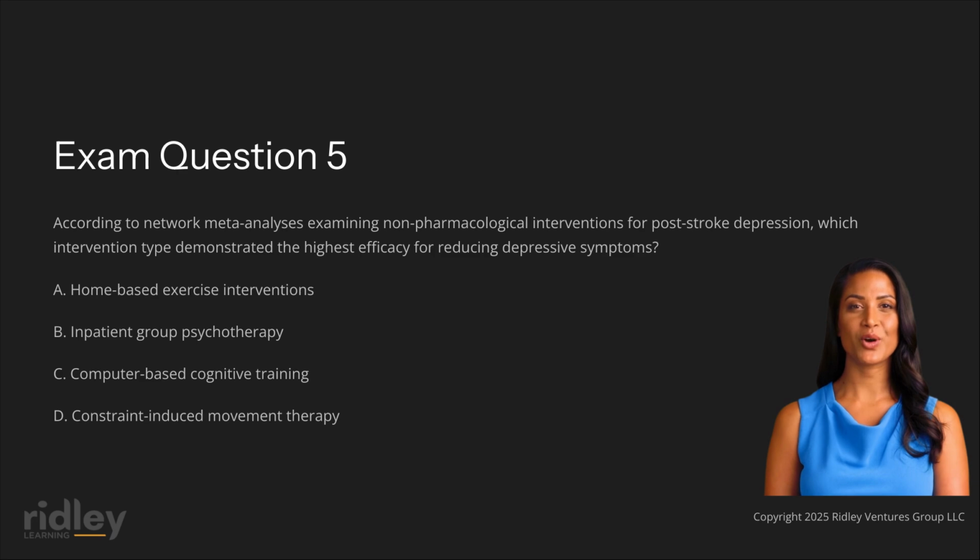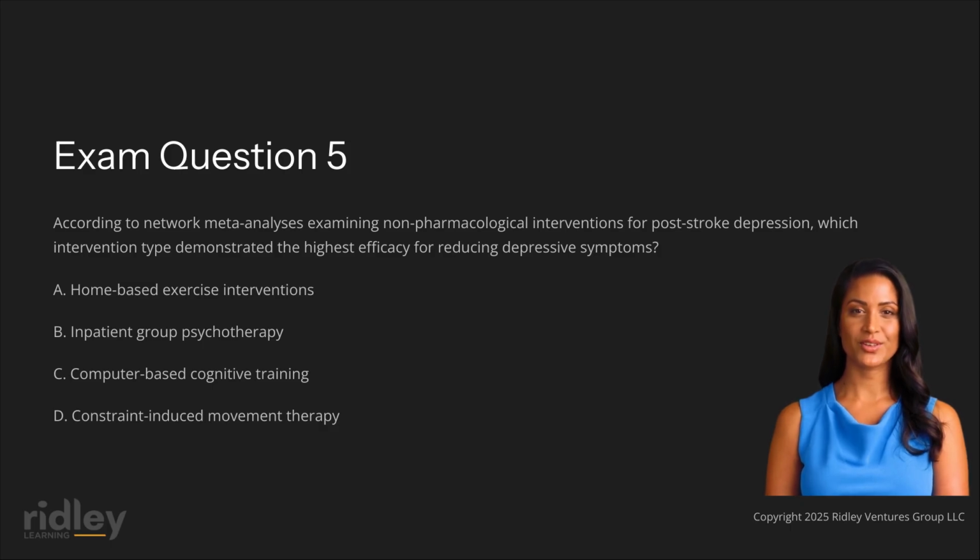Question 5. According to network meta-analyses examining non-pharmacological interventions for post-stroke depression, which intervention type demonstrated the highest efficacy for reducing depressive symptoms? The correct answer is A. Home-based exercise interventions. Rationale: post-stroke depression affects approximately 1/3 of stroke survivors and significantly impairs rehabilitation outcomes and quality of life. Network meta-analyses comparing various non-pharmacological approaches found that home-based exercise programs demonstrated superior efficacy for reducing depressive symptoms.